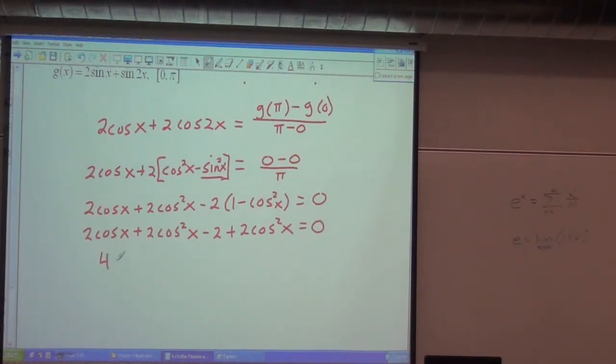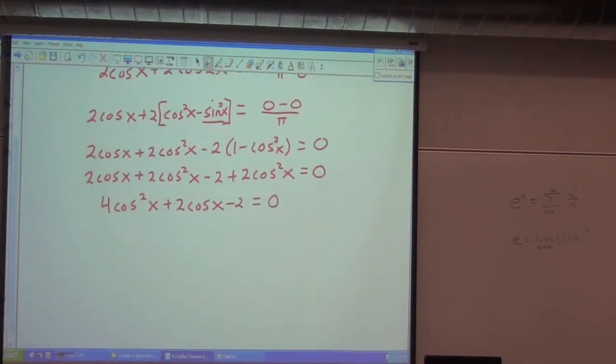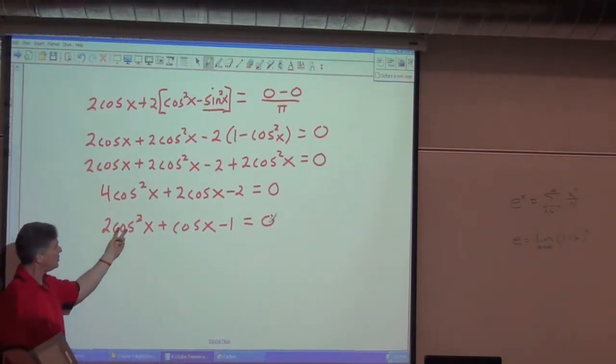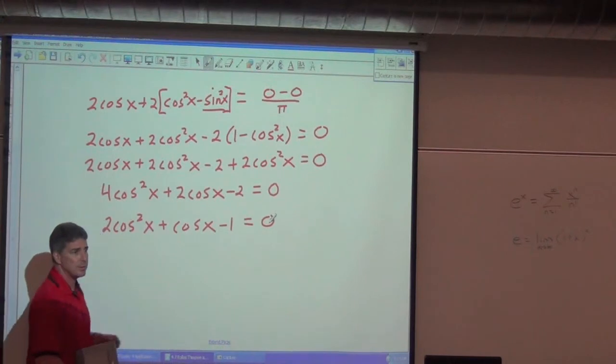So we got 4 cosine squared, 2 cosine of x, minus 2. So I guess I could go through and divide everything by 2 and get smaller numbers: 2 cosine squared plus cosine minus 1. So we could factor this just like it was 2x squared plus x minus 1.